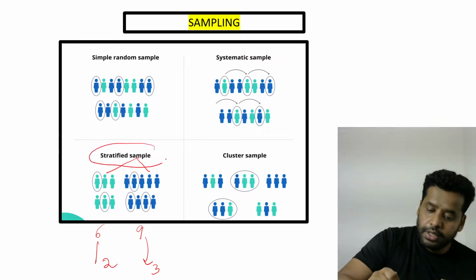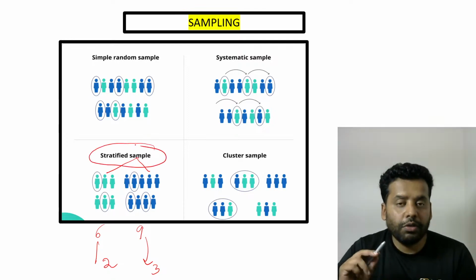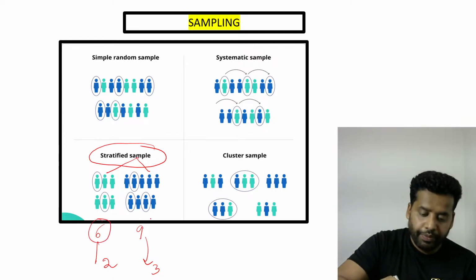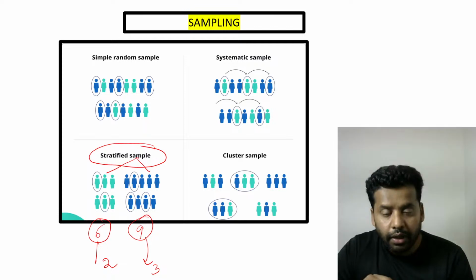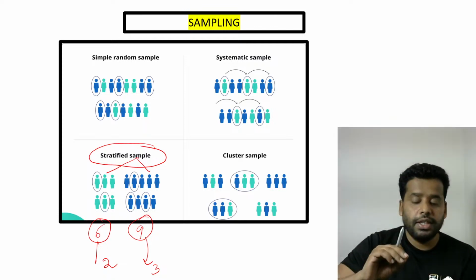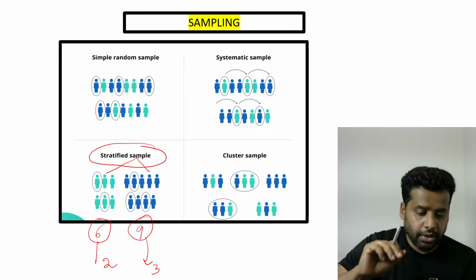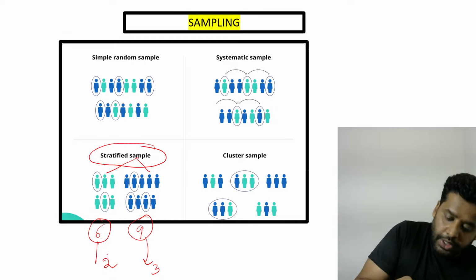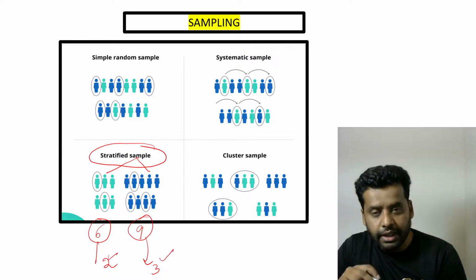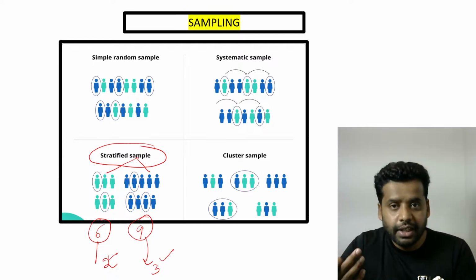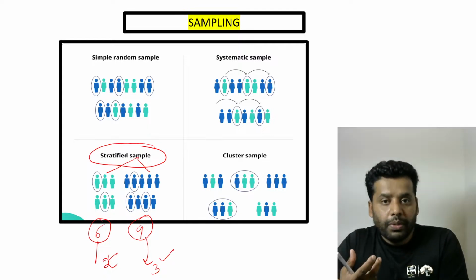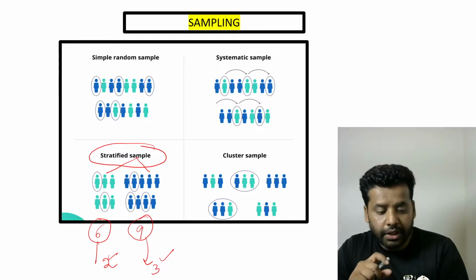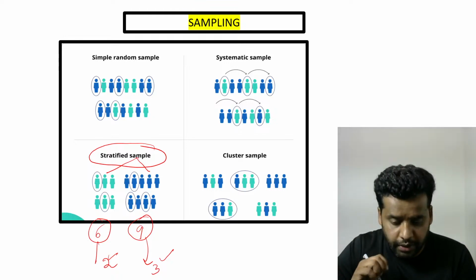Stratified random sampling is used for non-homogeneous populations, when the numbers in the groups are different. This side we have 6, this side we have 9. But I have to give proper representation according to the population size. If they make this question, within 6 you are selecting 2, within 9 you are selecting 3. This is stratified random sampling: proper representation for selected subgroups. It is preferred for non-homogeneous populations.